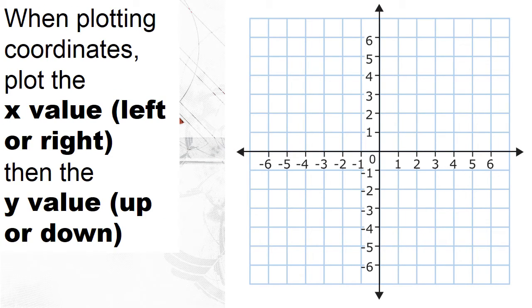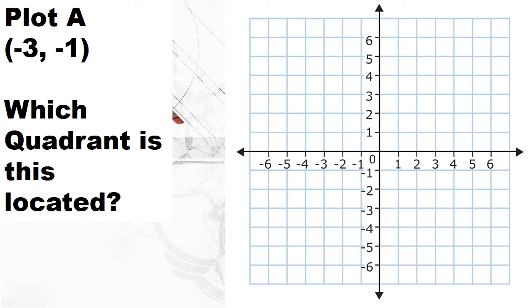So when plotting coordinates, we're going to plot the x value first. We have our x-axis. This one goes left to right. So we always start at 0, and the x-coordinate will tell us either to go left or to go right. And then we're going to plot the second coordinate, up or down. Wherever we stop for our x-coordinate, then we go up or down. So let's get some examples of this.